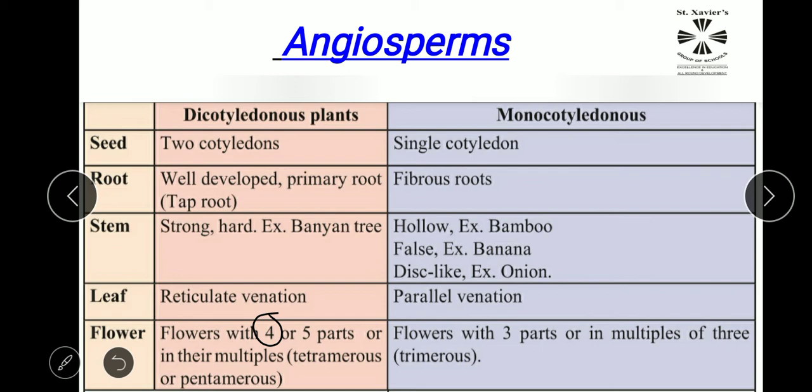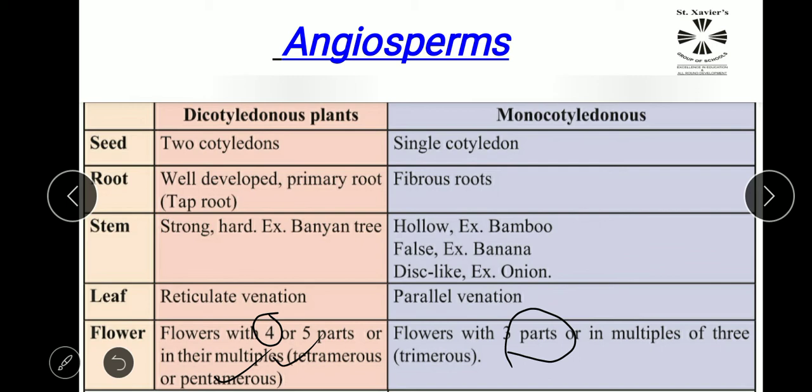Now when we talk about flowers of monocotyledonous plants, flowers have 3 parts or multiples of 3. Tri means 3, so we can call it trimerous, students. So the dicotyledonous plants will have tetramerous or pentamerous flowers, that is, the flowers have 4 to 5 parts or multiples of 4 or 5, students.